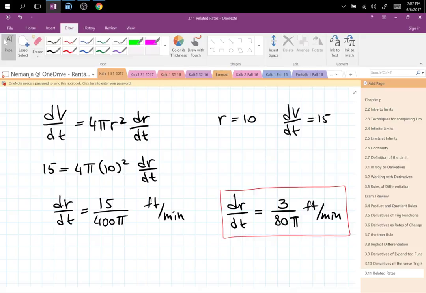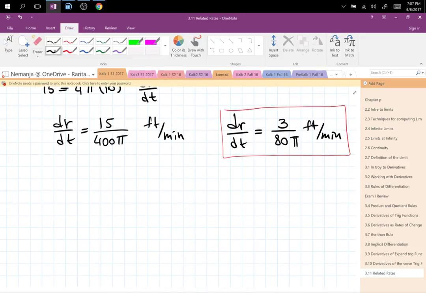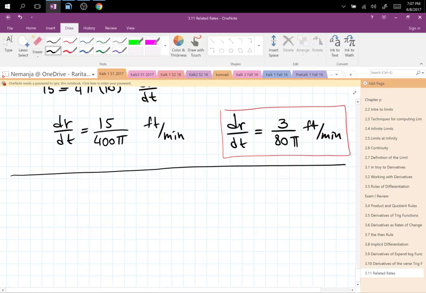I left the spicy problem last. All previous examples, in my humble opinion, are basic examples because you have a single equation which you differentiate, you plug in numbers, you walk away. This example will be spicier.